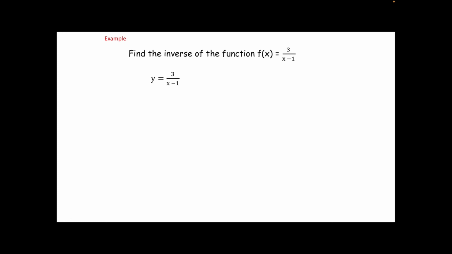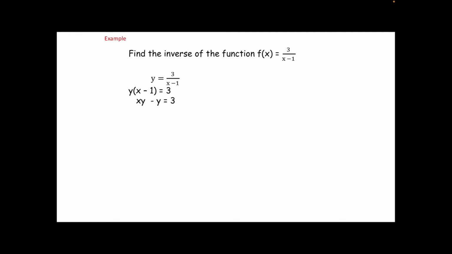We now want to make x the subject. So, you hate fractions, let's cross multiply. This gives us y times (x minus 1) equals 3. We want the x on its own, so we're going to expand our brackets. y times x gives me yx. y times minus 1 gives me minus y. This is all equal to 3.